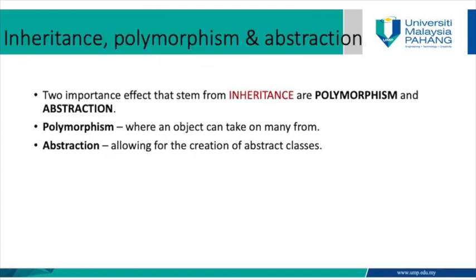The two important effects that stem from inheritance are polymorphism and abstraction. You have to understand inheritance, then it will be easy to understand polymorphism and abstraction. What is polymorphism? Polymorphism is where an object can take on many forms. And abstraction allows the creation of abstract classes.